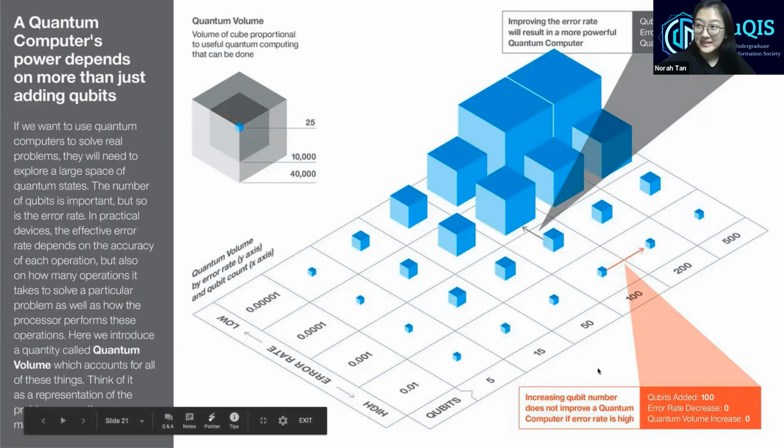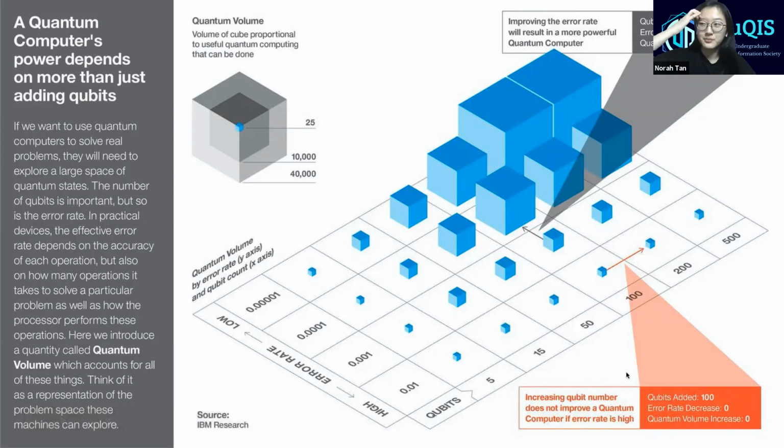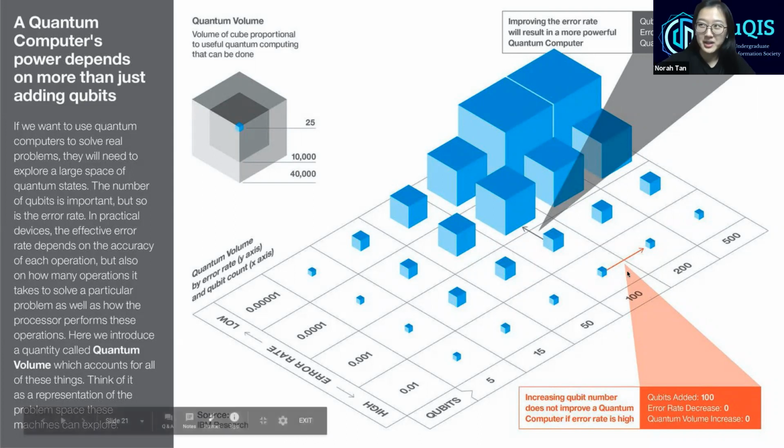You can see that even if we increase the qubit number, it doesn't improve the quantum volume because the error rate is super high. And when we have the same number of qubits and just decrease the error rate, we get a boost in the quantum volume.